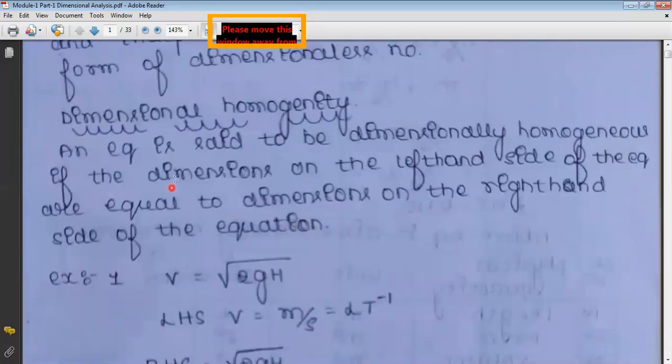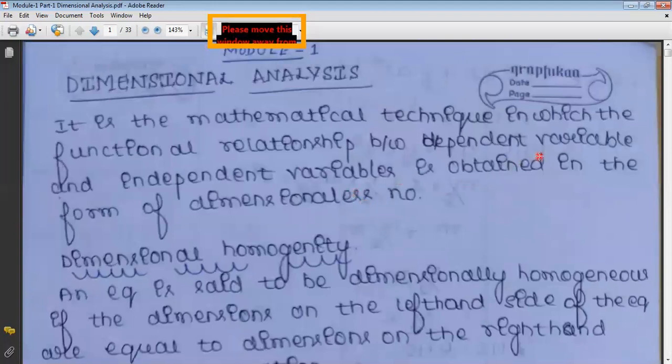So you have to get the relationship between the dependent and independent variables in mathematical form, and the final form will be a dimensionless number. This technique is called dimensional analysis. Majorly we use dimensional analysis in the research field, where if anybody wants to derive an equation, at the end you have to validate that equation. One of the validation techniques is dimension analysis.